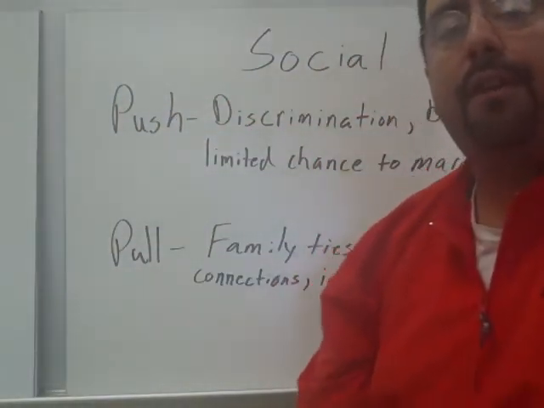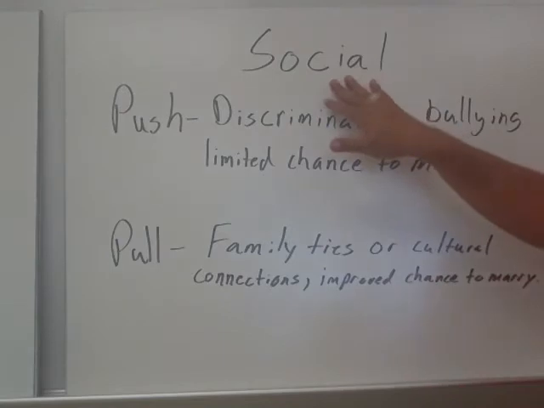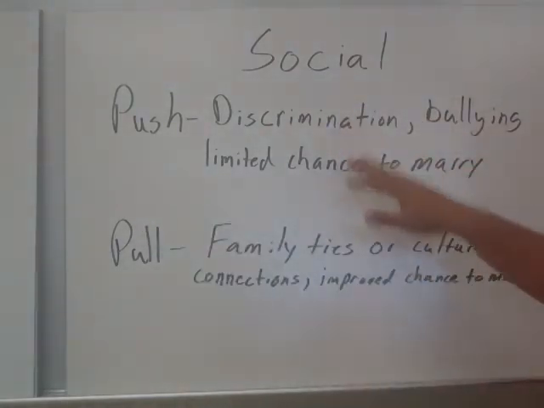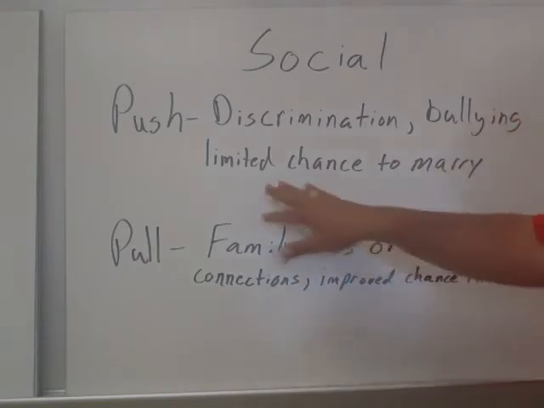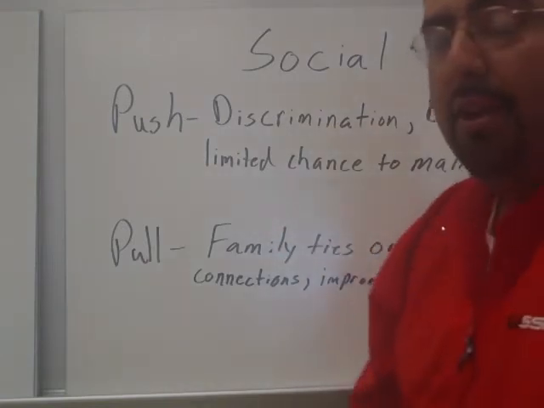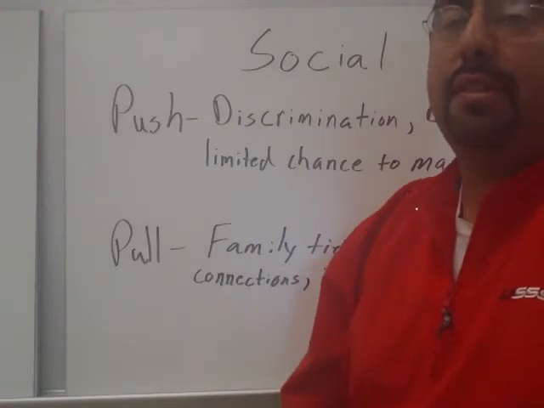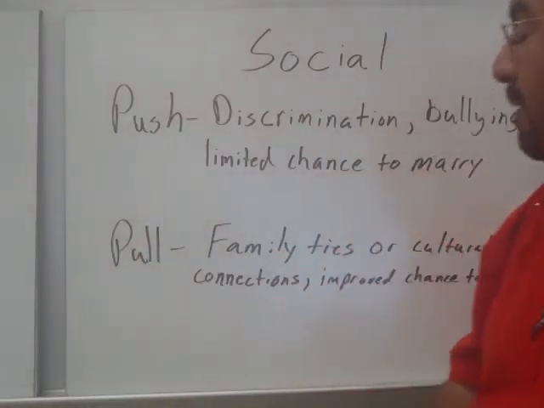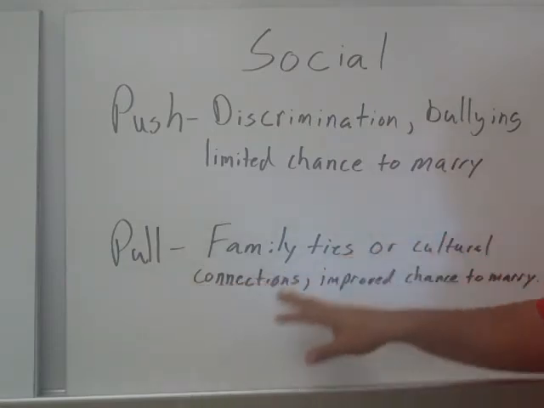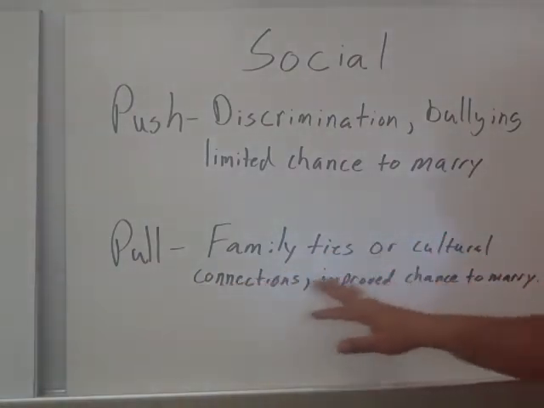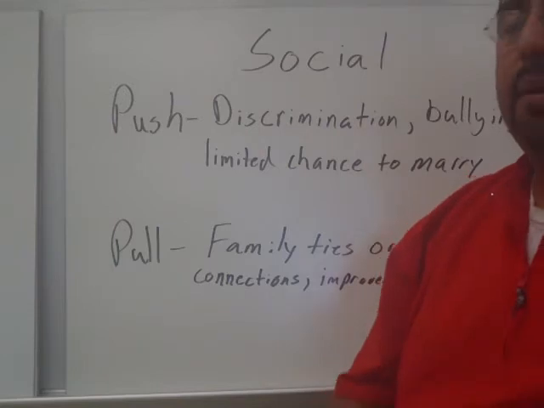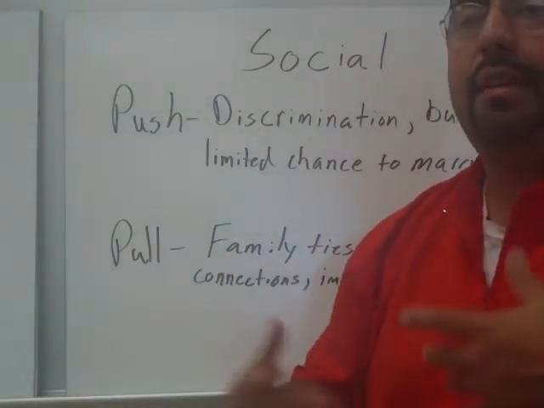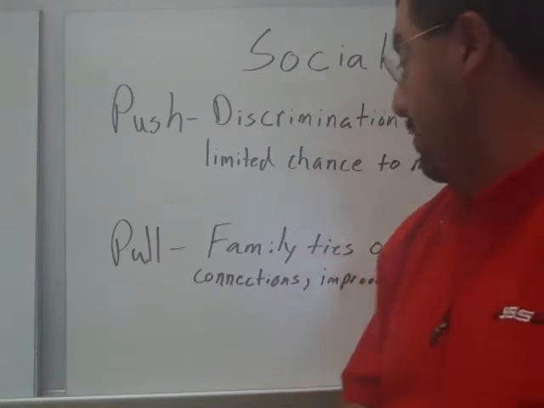Now the third factor type is social. Okay? Our push factors for social: discrimination, bullying, limited chance to marry. All these are social characteristics that would push people away from a location. And for pull factors, family ties or cultural connections. People are going to want to move to where their culture is and where their family is located.